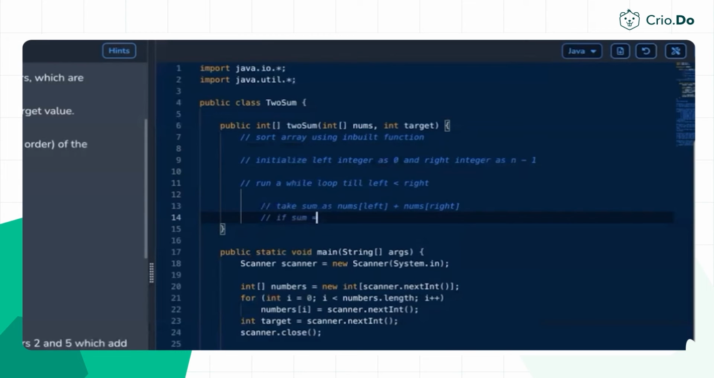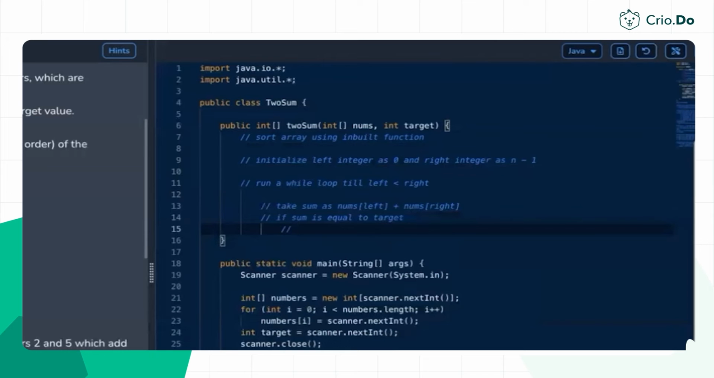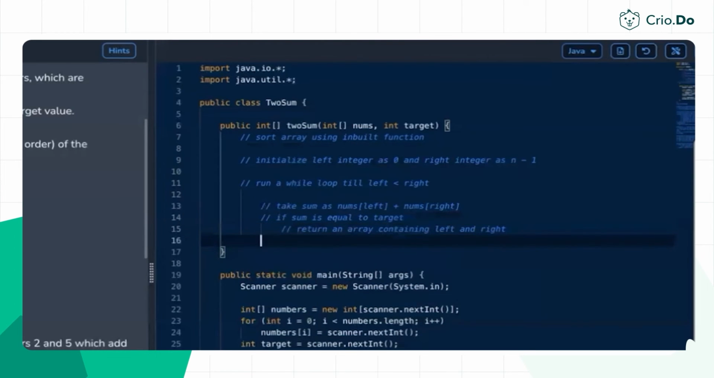So if sum is equal to target, what do we have to do? We have to return the pair in the form of indices in the array. So return an array containing left and right, that is, an array of two integers having left and right indices.